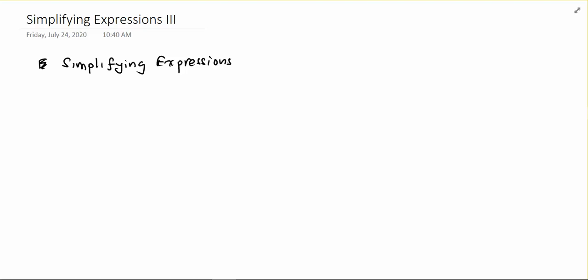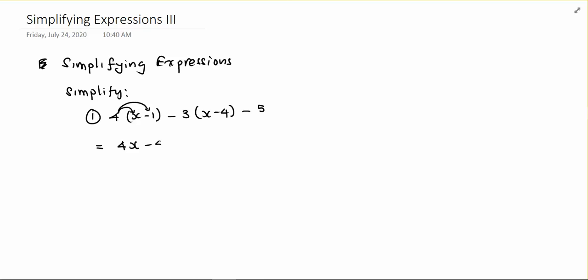Okay, so here is the first one. Simplify number 1, 4x minus 1 minus 3x minus 4 minus 5. So I'll do this faster. So we'll use the distributive property to distribute here, and so we're going to get 4x, and so that's 4 times x, 4x, and then 4 times minus 1, that's minus 4.